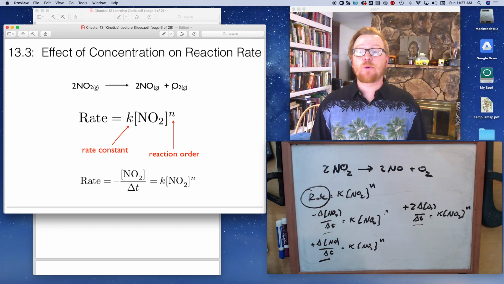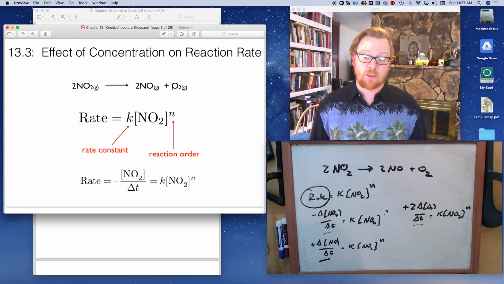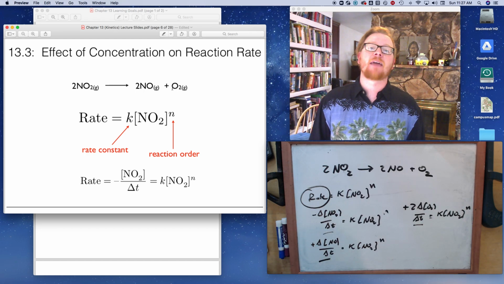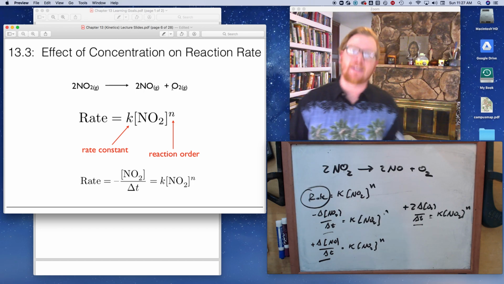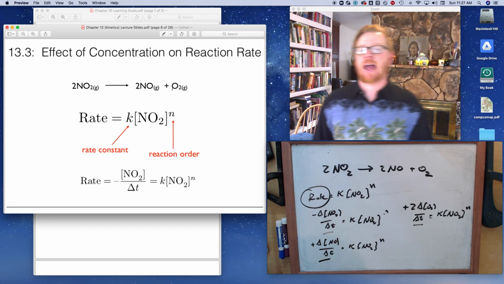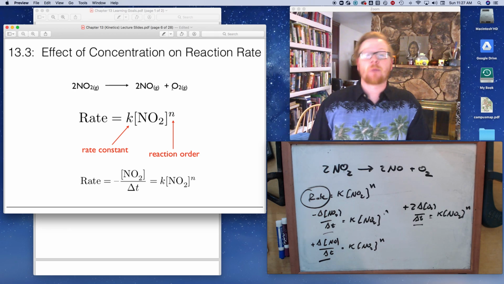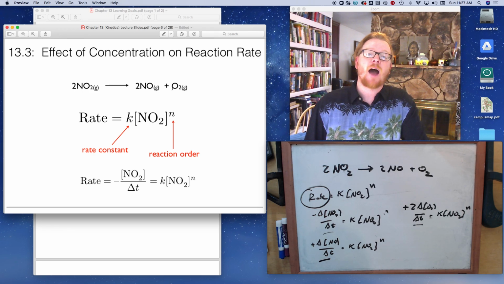Okay. So how do we figure out what n is? Well, again, there are 2 ways we can do it. We can do it experimentally. So someone would have to run this reaction and measure concentration versus time. Or we could analyze the mechanism theoretically, and the mechanism is all of the different steps going on in the reaction. And we're going to talk about both of these methods.